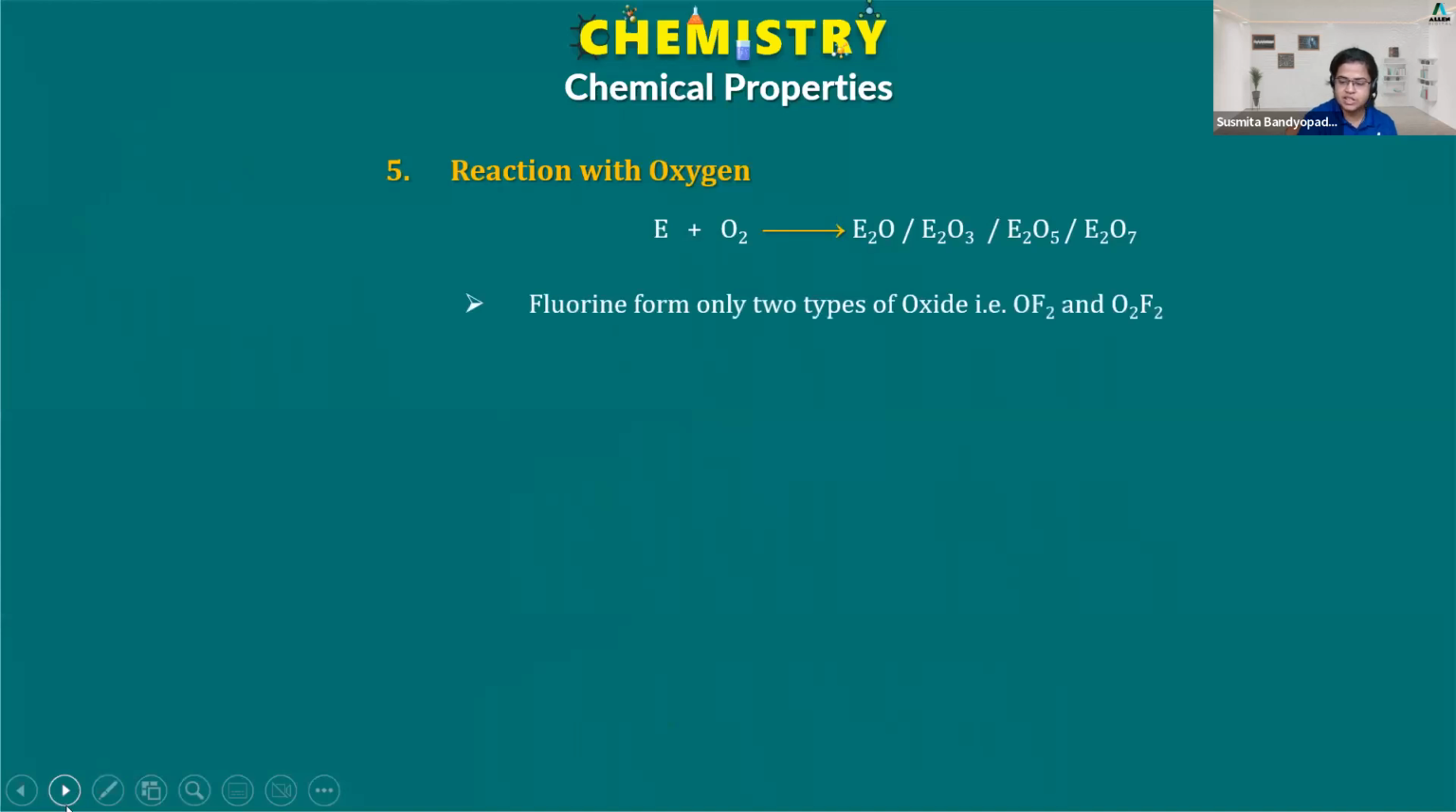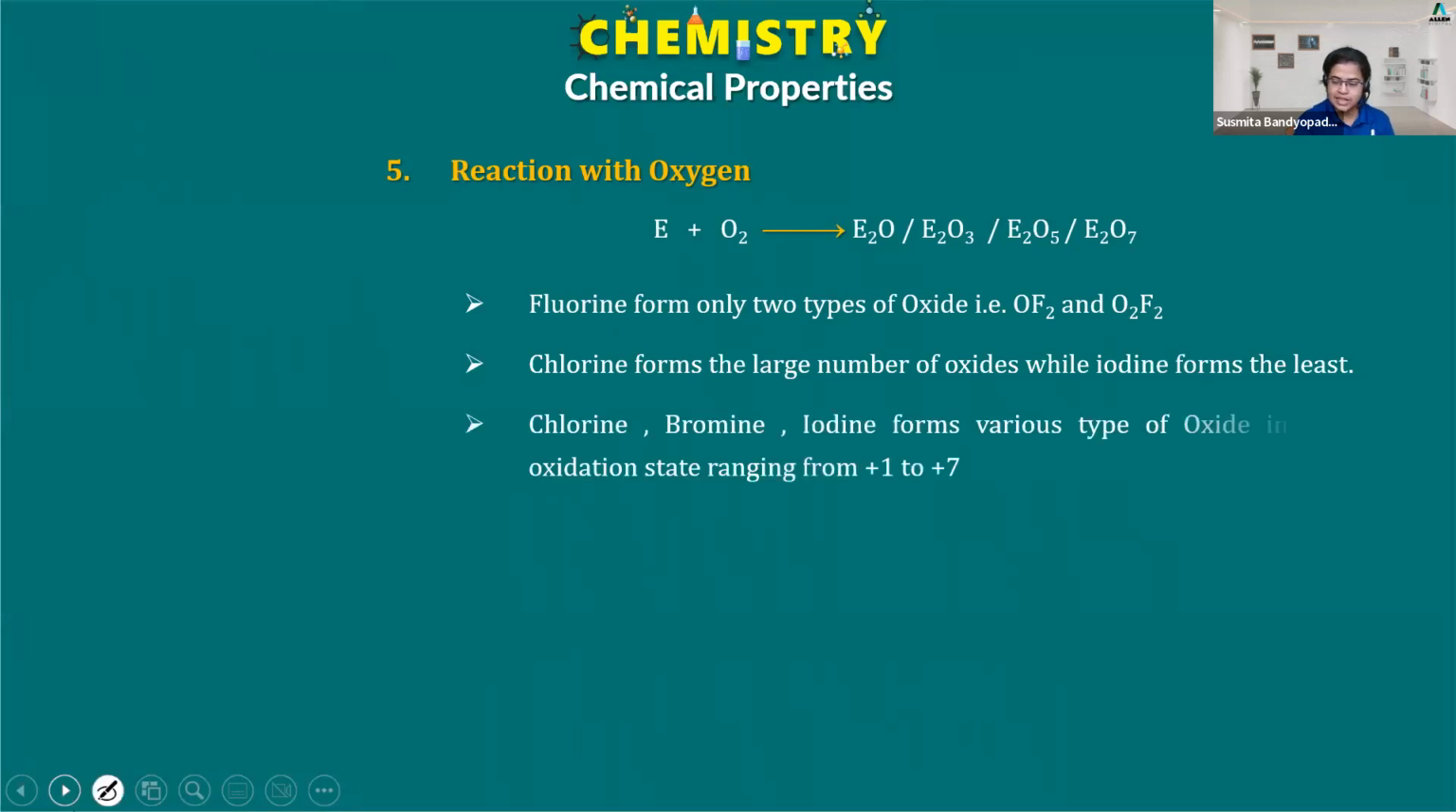When it forms oxides, it can form various oxides. But fluorine can only form two types of oxides, OF2 and O2F2. Chlorine forms a large number of oxides, iodine the least. I was thinking, students, what might be the reason? Iodine is quite large and oxygen is a second period element, so maybe not that compatible. Chlorine, bromine, iodine form various types of oxides in different oxidation states, ranging from +1 to +7.